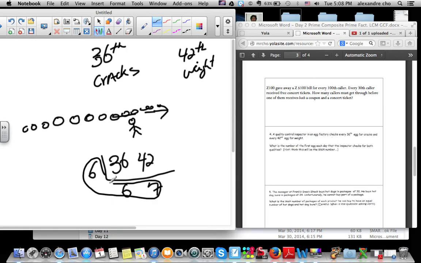And our LCM is going to be the product of these three numbers, 6 times 6 times 7. Let's see, 6 times 6 is 36. Times 7 is 2, goes 4, 21, 252. So as these eggs are going around, egg number 252 he's going to pick up, and he's going to look for cracks in the egg, and he's going to check the weight.